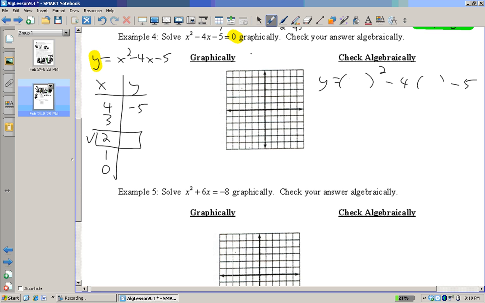Let's see, plug in a 3. 3 squared is 9. 4 times 3, 12. 9 minus 12, negative 3. Minus 5 is negative 8.